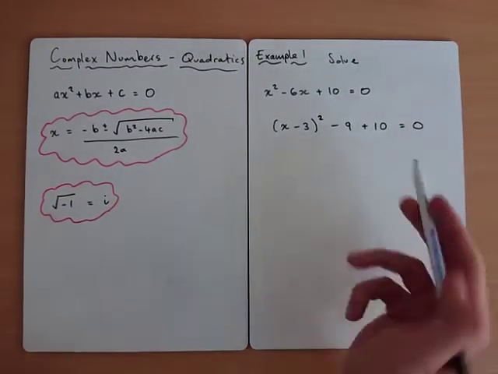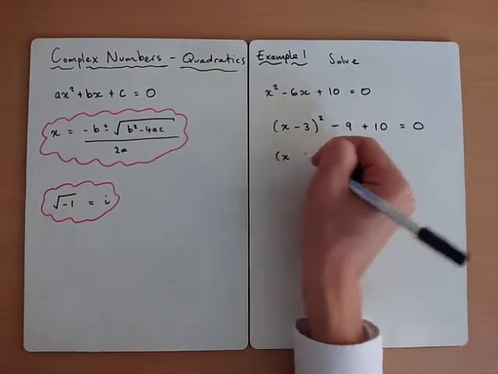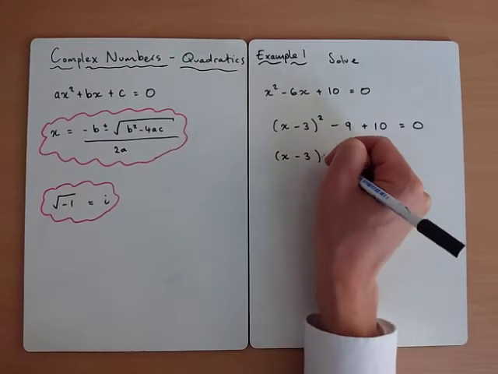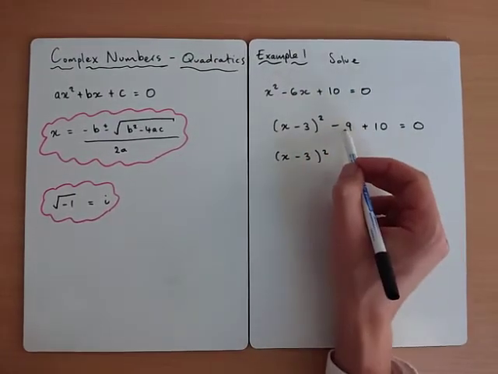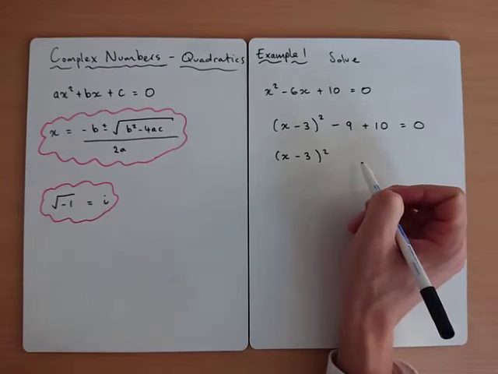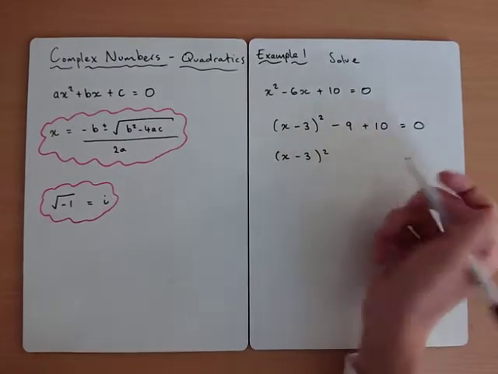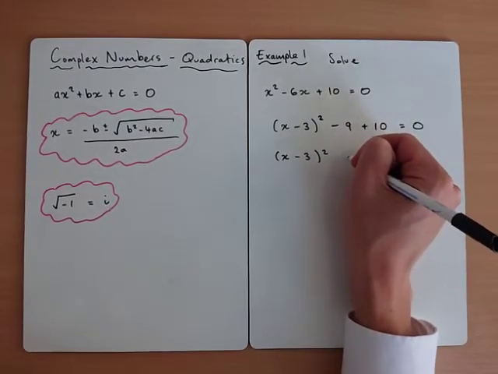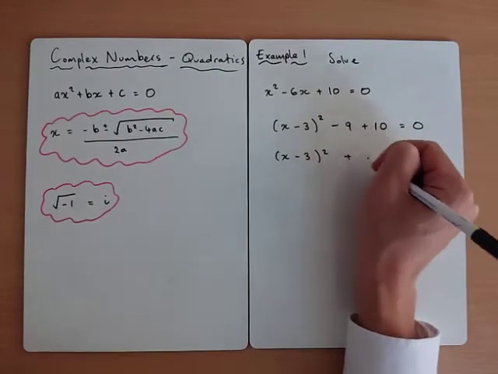Let's simplify this. So we'd get x minus 3 squared, minus 9 plus 10 would become minus 1. Sorry, plus 1.